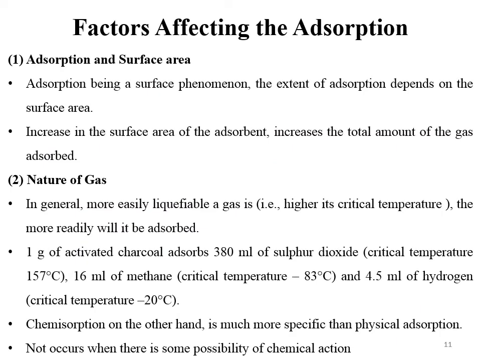And now the factors affecting the adsorption. The adsorption of gases by solid adsorbents has certain characteristic features. Physical adsorption and chemisorption are found to differ in many respects, and there are many factors which affect the process of adsorption. For example, the first factor is the surface area. Since adsorption is a surface phenomenon, the extent of adsorption depends on the surface area.